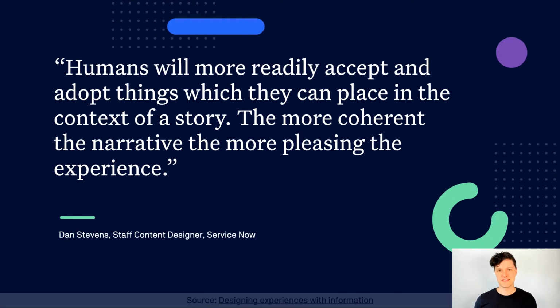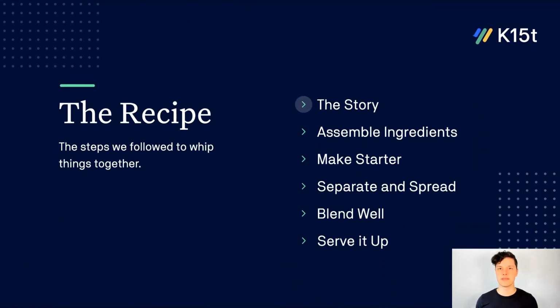So he said this in one of his articles: humans will more readily accept and adopt things which they can place in the context of a story. The more coherent the narrative, the more pleasing the experience. I thought this was perfect. This is exactly what we need to do. We need to take our content and guide users through learning how to use our apps. So let's talk about the recipe that my team brought together on how we combine different pieces to implement what it is Dan talks about here.